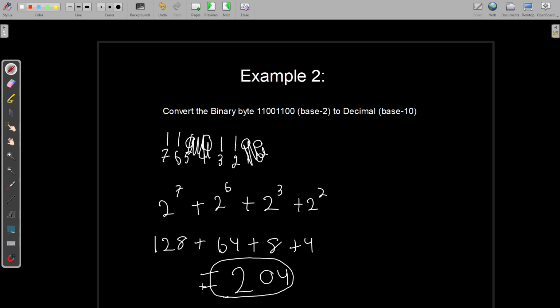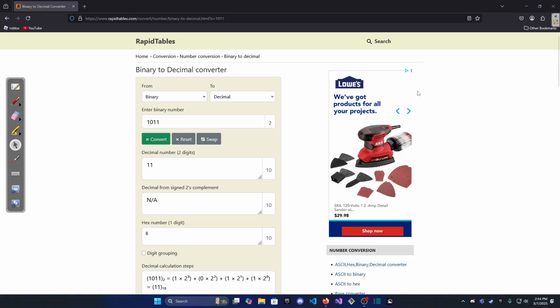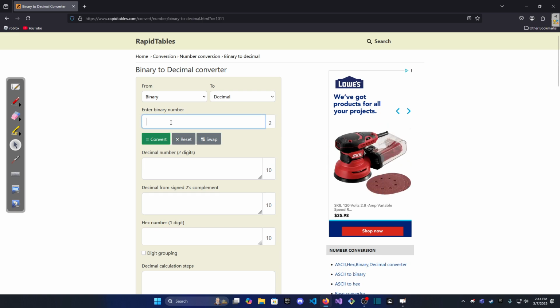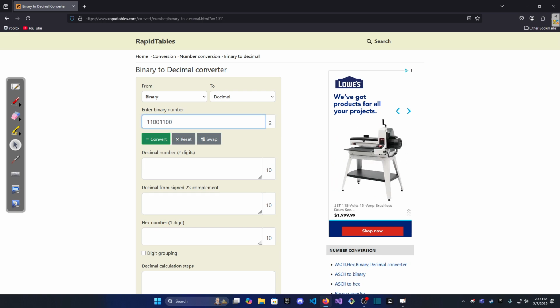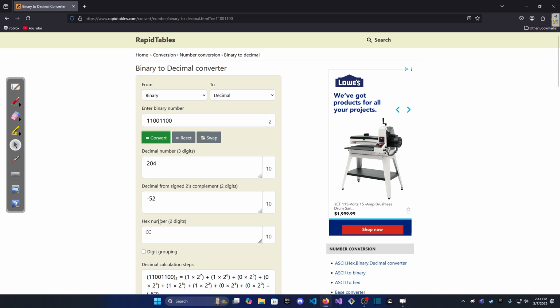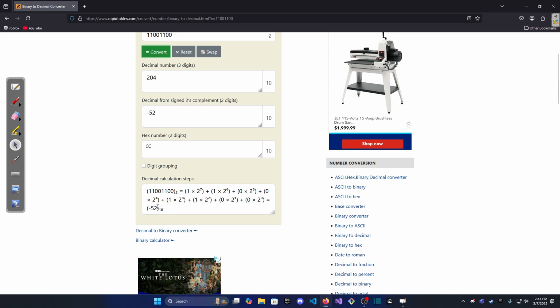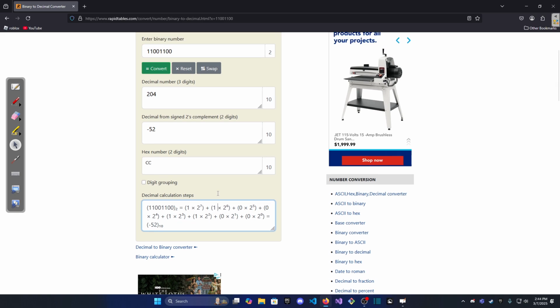And of course, we can go ahead and check our website here. What was our binary word? 11001100. Let's convert it. And we get 204 as our result. And also, this website has a unique little tool here that we can use, and it just basically gives you the entire formula for figuring out that answer yourself.